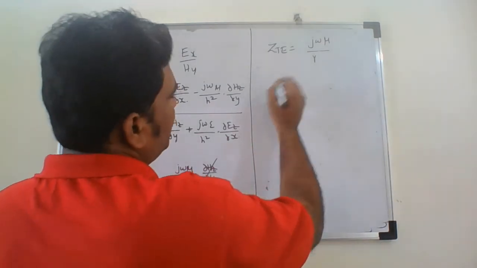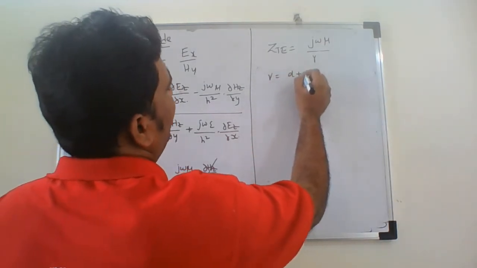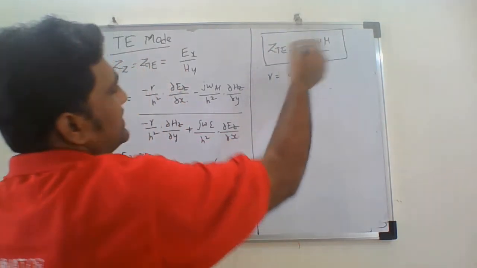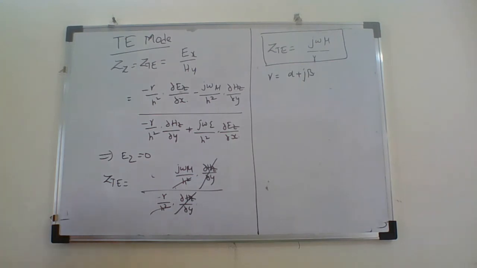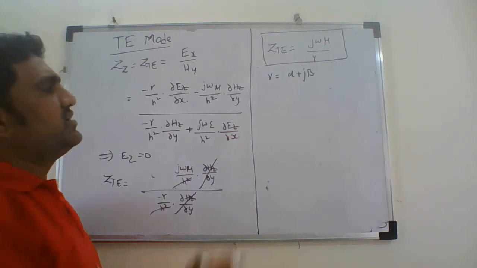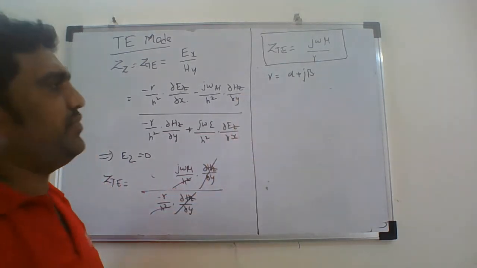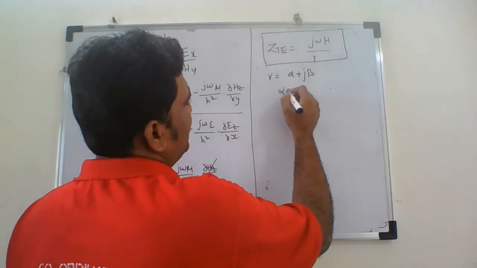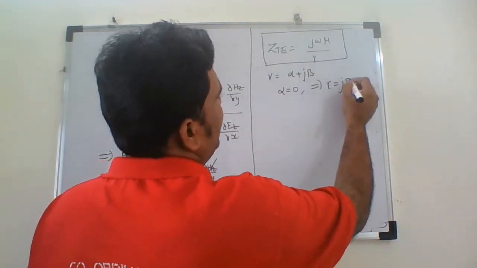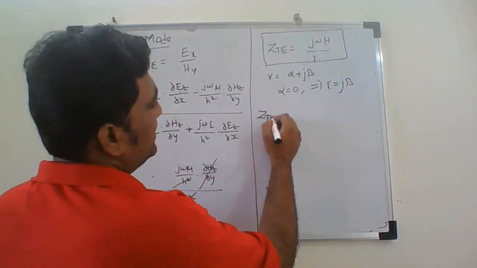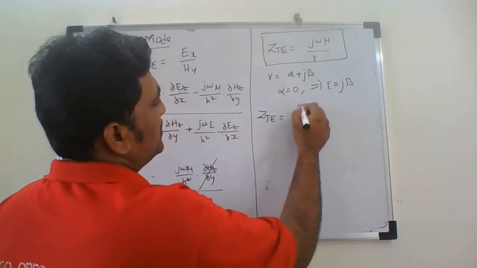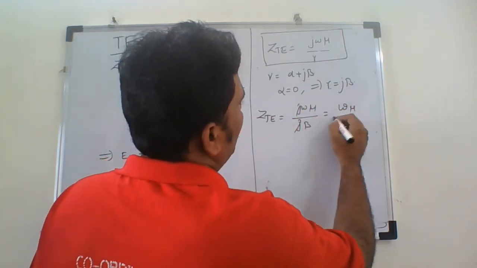Now again the same thing, gamma is equal to alpha plus j beta. We can stop here, this is also a valid result, but let us go for further analysis. We know that gamma is equal to alpha plus j beta, but since the wave is propagating, alpha is equal to 0, so gamma is equal to j beta. Let us substitute that here. ZTE is equal to j omega mu divided by j beta. So j gets cancelled, omega mu by beta.